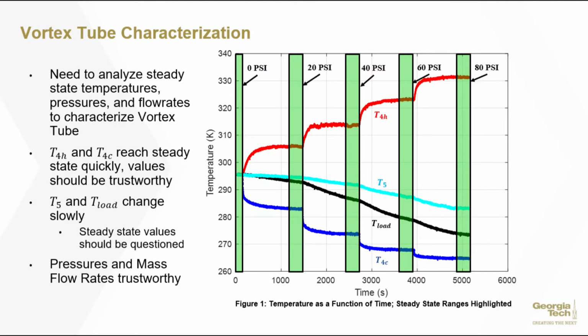In order to properly characterize the behavior of the vortex tube, we need to analyze the temperatures, pressures, and flow rates at steady state for various nominal pressure conditions. We use the shop air supply for easy control over input pressure.